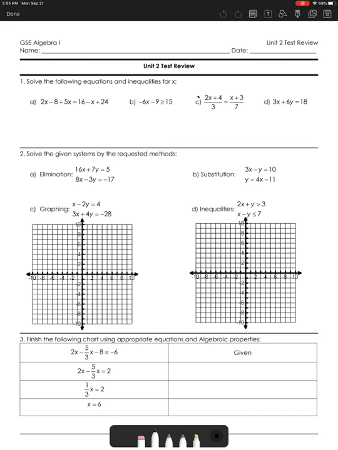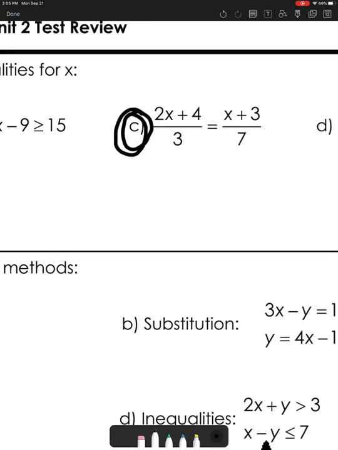So this problem might look a little different. The directions for one is solve the following equations and inequalities for x. In this problem we are given two fractions where we have 2x plus 4 over 3 equals x plus 3 over 7. So the best way to solve problems like this is by a method called cross multiplication. What you're going to do is the diagonals are going to multiply together. So 2x plus 4 is going to multiply with 7, and 3 is going to multiply with x plus 3.